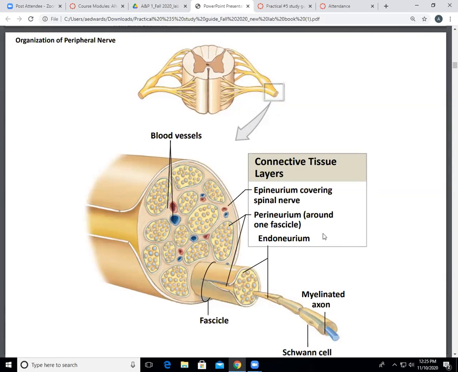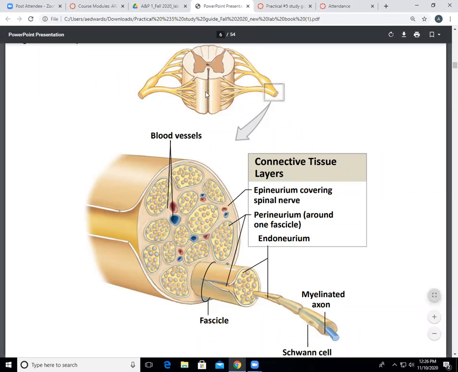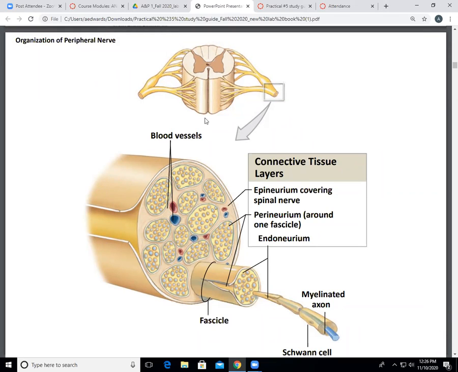Okay, so let's now look at peripheral nerve. Again, these are nerves coming off the spinal cord. There's different layers to them. So the epineurium is your tissue surrounding the whole spinal nerve. The tissue surrounding one fascicle is perineurium. Tissue surrounding one axon is endoneurium. Okay, surrounding a whole nerve, epineurium, surrounding one fascicle, perineurium, surrounding one axon, endoneurium.